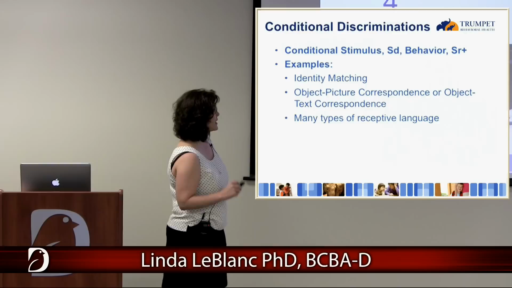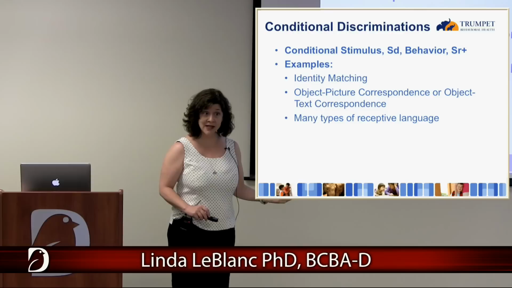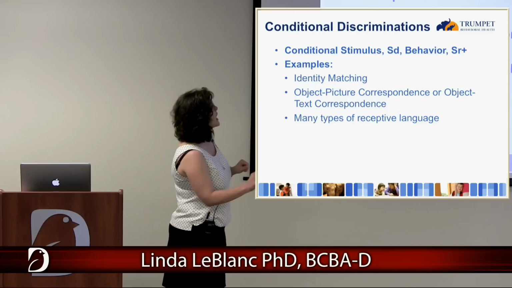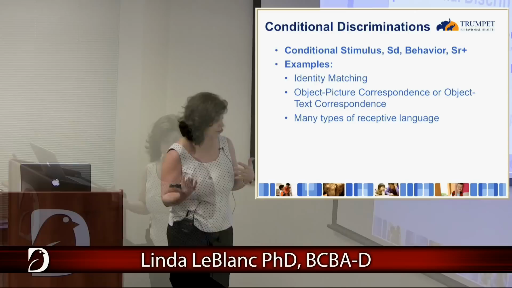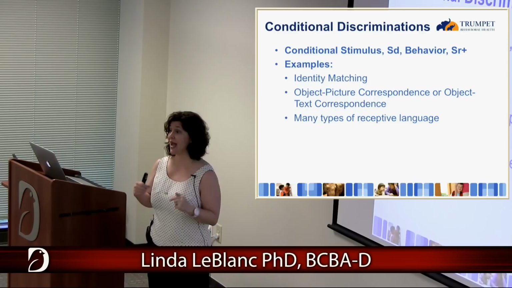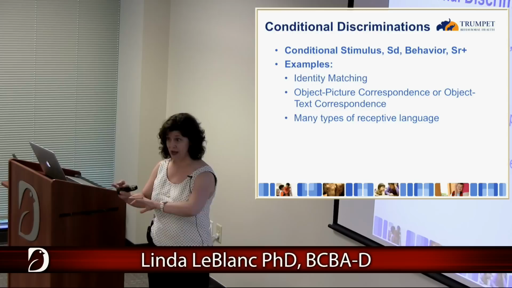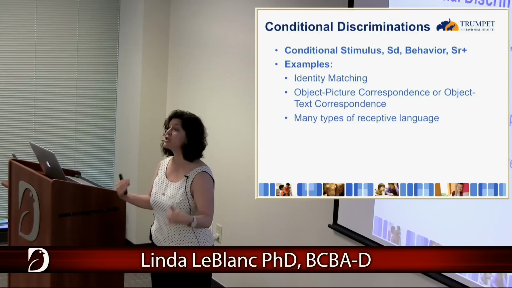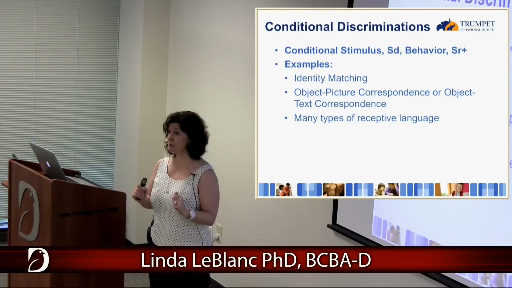But a conditional discrimination has a conditional stimulus. That conditional stimulus establishes something as the discriminative stimulus and the other ones as not the discriminative stimulus. It has the behavior and the reinforcer. So some of these things like identity matching or object picture correspondence, I show you an apple and you find the picture of the apple. Or object text correspondence. I show you the apple and you find the word apple. Or I say the word apple and you find the word apple. So many types of our receptive language. I say something and I'm teaching you to look at these options and find the one that is. Those are conditional discriminations. So a matching repertoire is integral, and it is in fact more complicated.